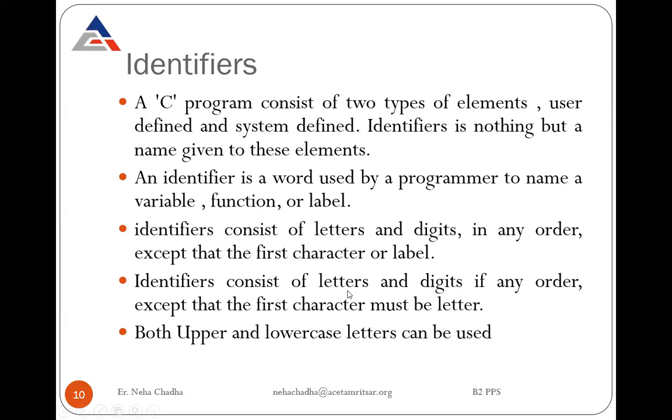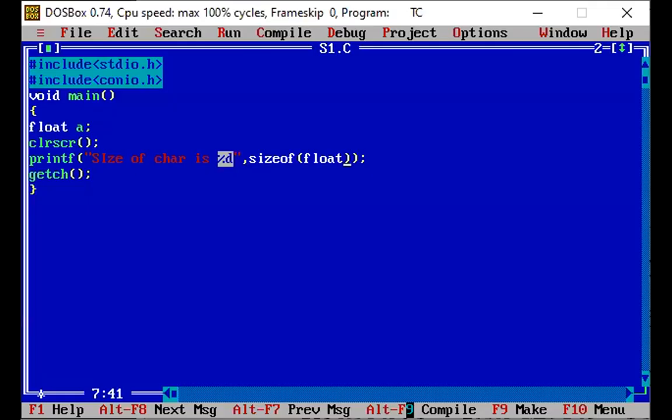Identifiers consist of letters and digits in any order except the first character must be a letter. So when you are going to give the name of a variable or function, your first character must be a letter. After that you can use any number of digits. Both uppercase and lowercase can be used here. I will share the DOS box with you to give you more clarification about identifiers.